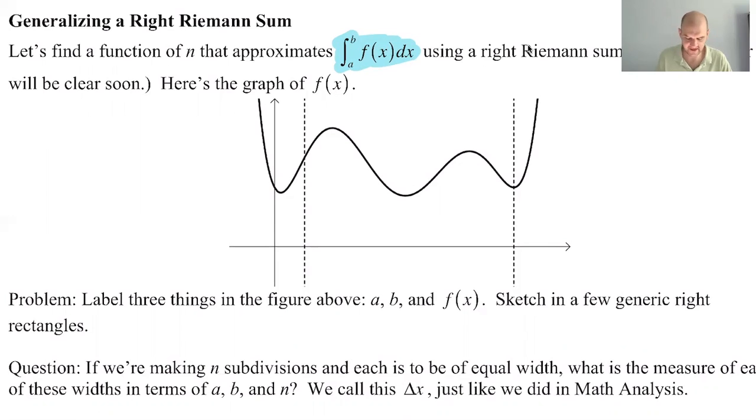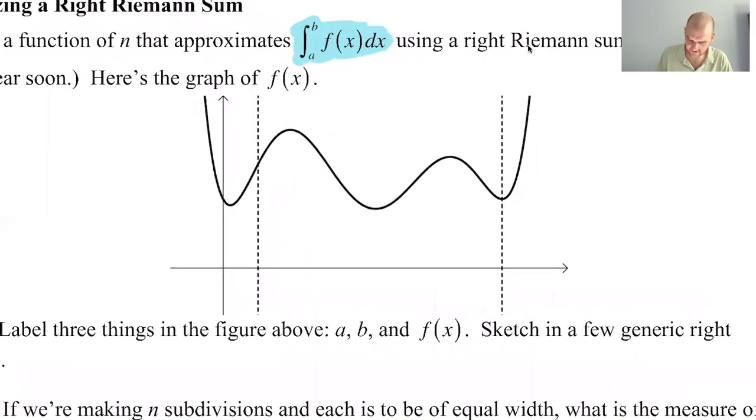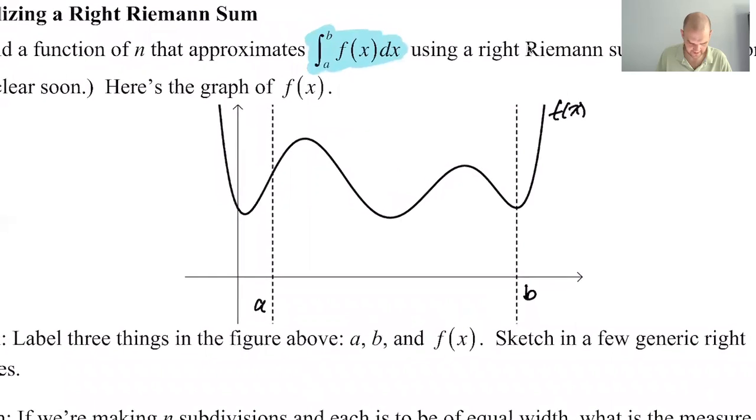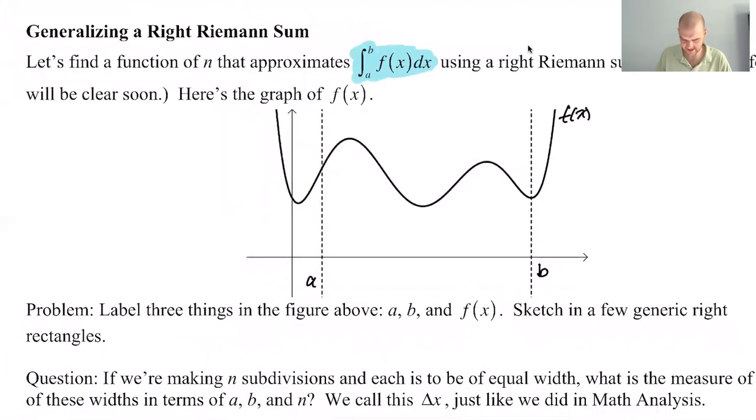Anyway, definite integral from a to b, f of x dx. So here's the graph of f of x. This is going to be a, and this is going to be b. Okay, so we did that. Sketch a few generic right rectangles.